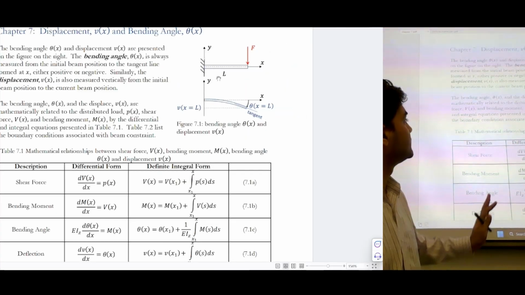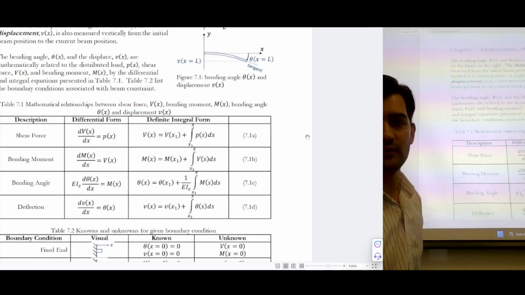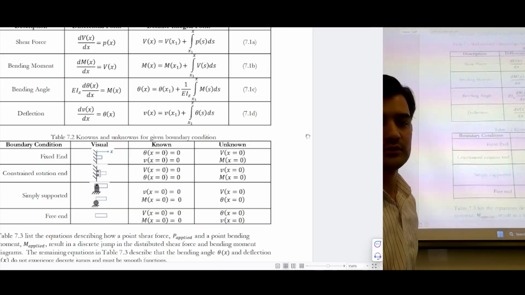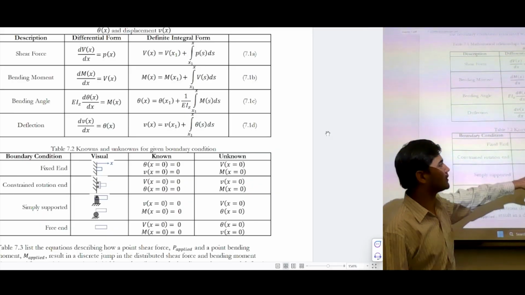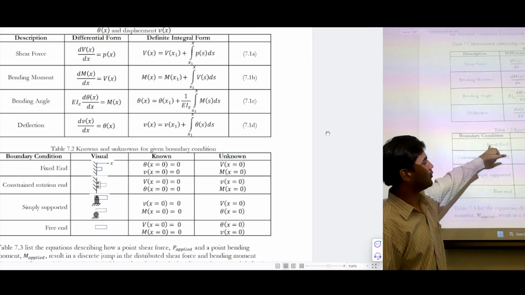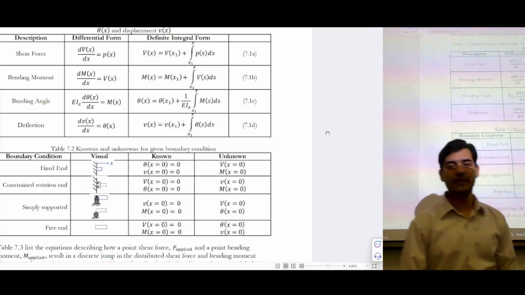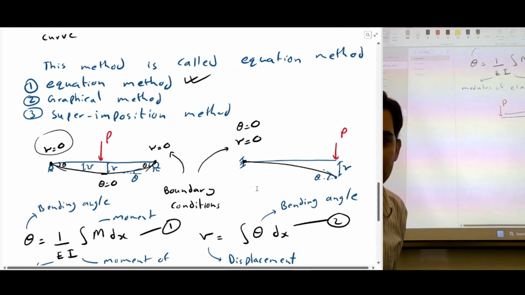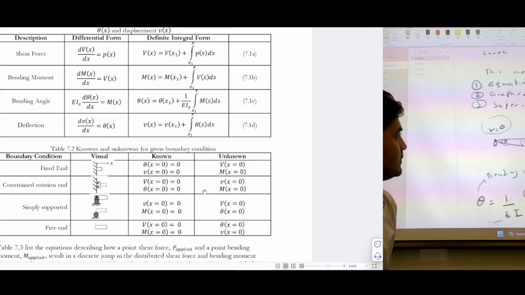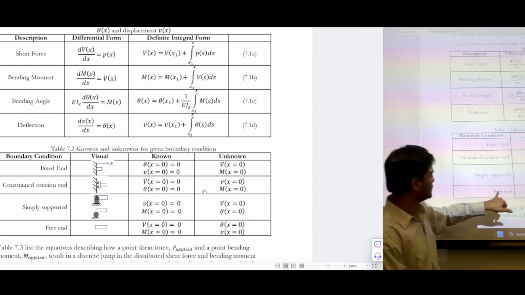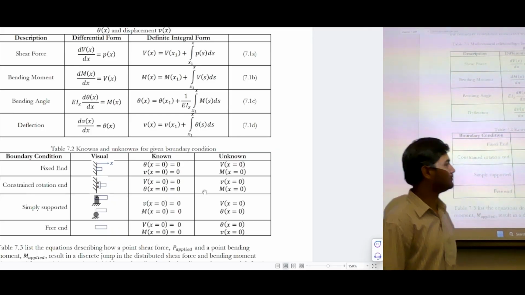Before we start, we can review chapter 7. Table 7.2 talks about the boundary conditions. If you have a fixed support, we know that at a fixed support the bending angle is 0 and the displacement is 0, similar to this case. This is a fixed support, so you have two things 0. So this table is showing the boundary conditions. If you have a simply supported beam, you have displacement 0.